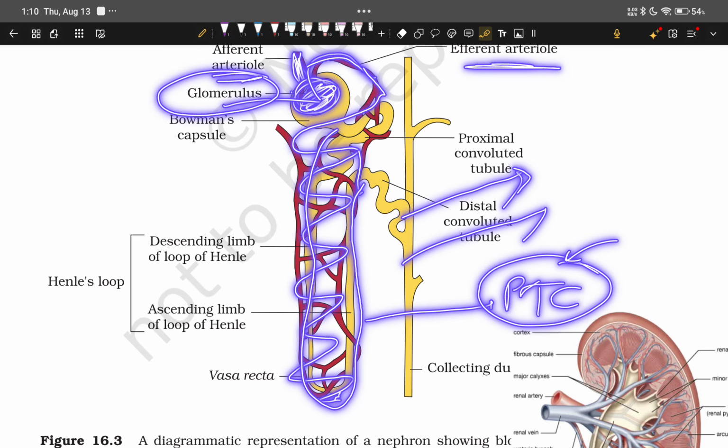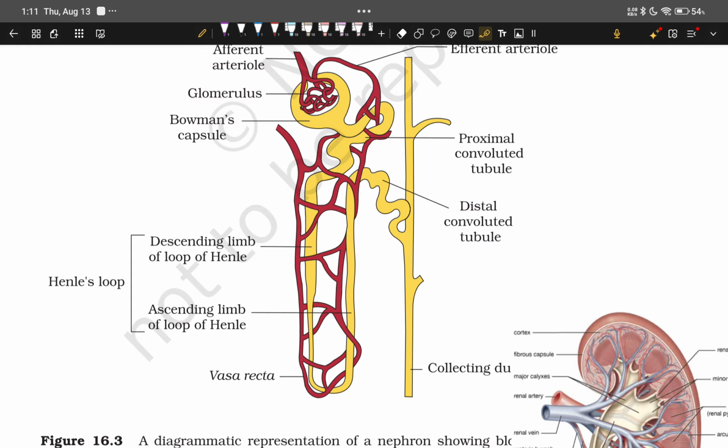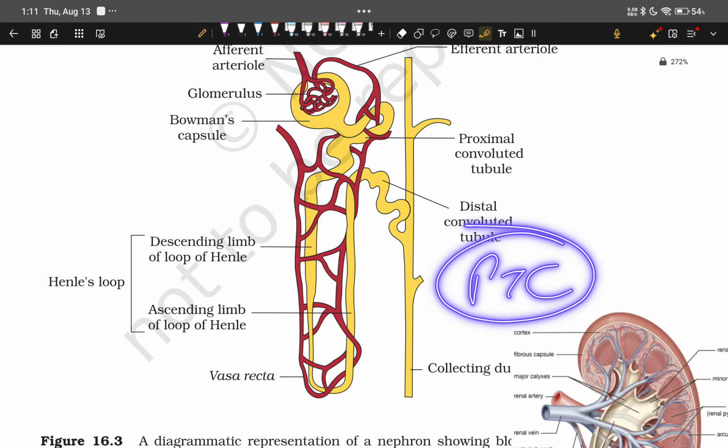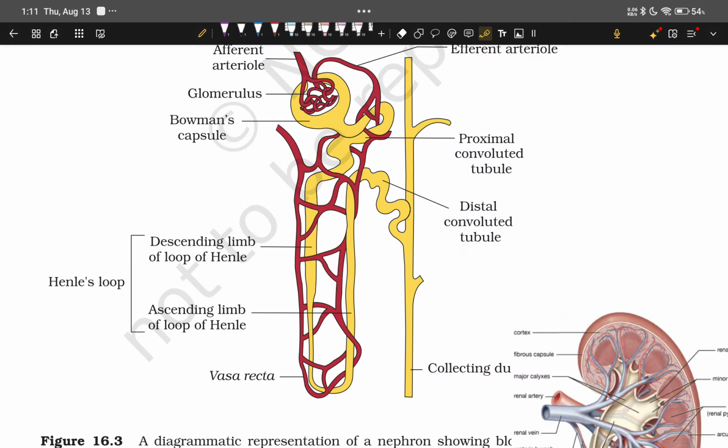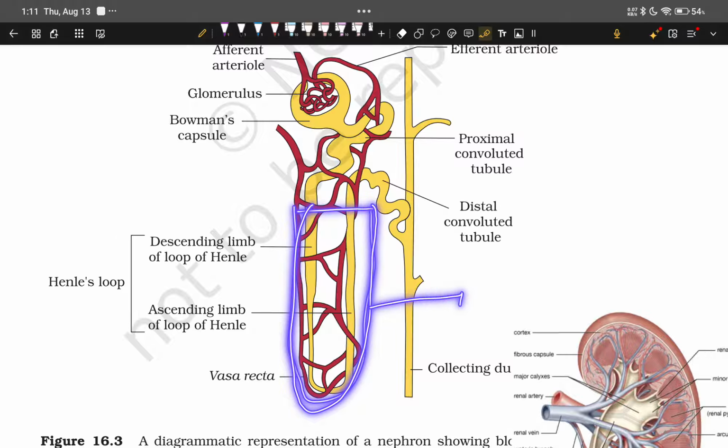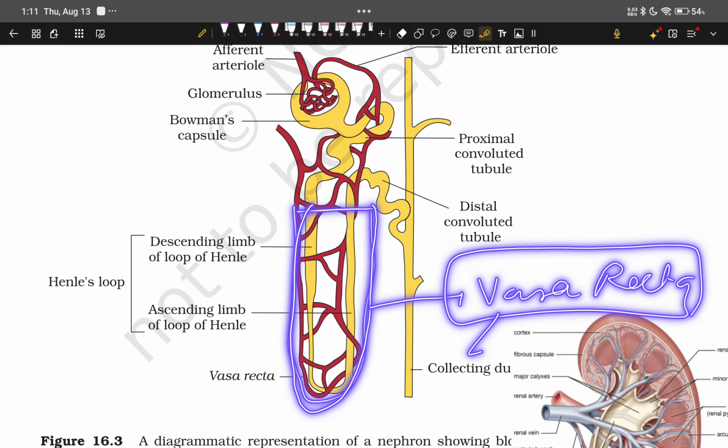So around this renal tubule, we have a capillary system which is called peritubular capillary. That's the point. And this part of the peritubular capillary, which is parallel to the loop of Henle, is called vasa recta, and this is of course U-shaped.